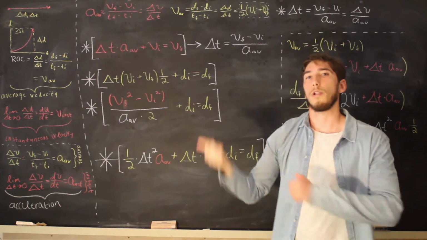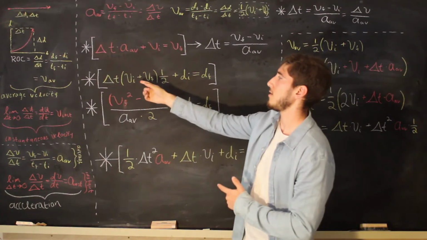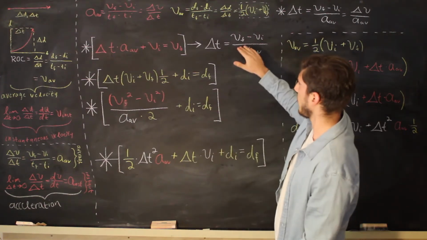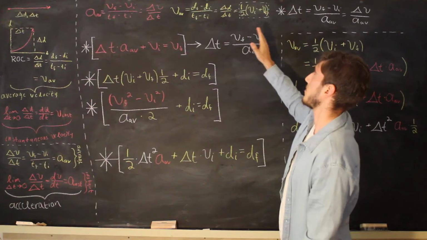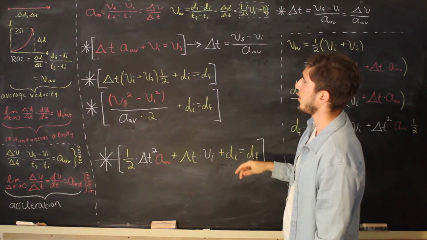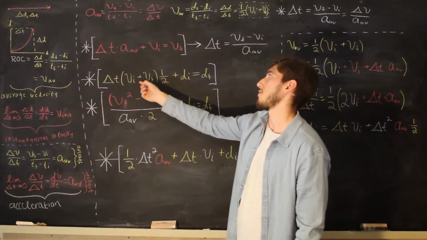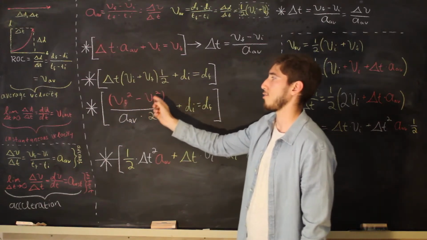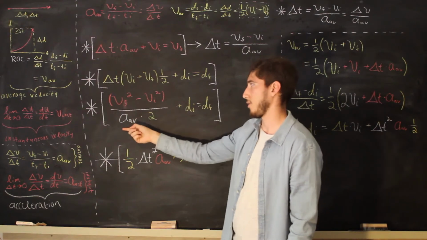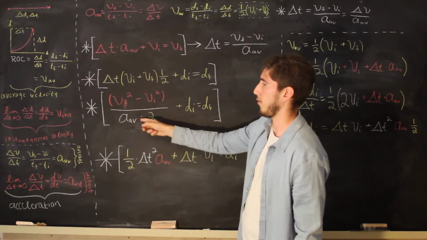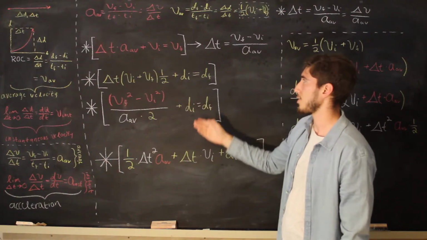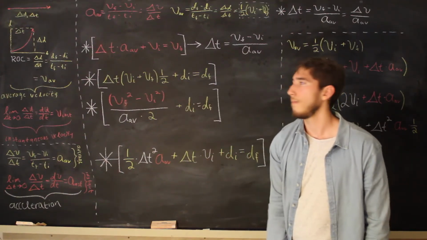So why don't we just plug in this formula to this second formula and see if we can get something out of it. If we multiply v final minus v initial over acceleration average by v initial plus v final times a half, we're going to get v final squared minus v initial squared over our acceleration average times the half, or the denominator times 2, and our distance initial and distance final is retained.